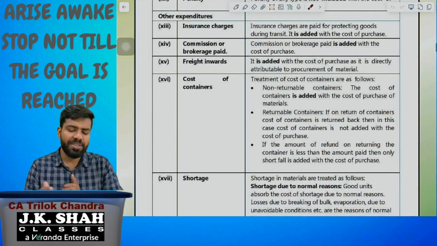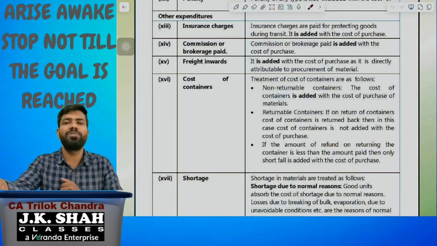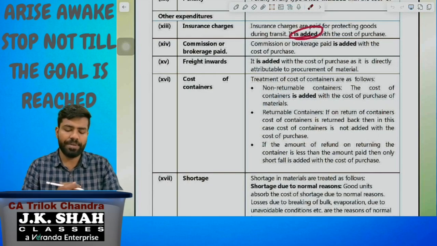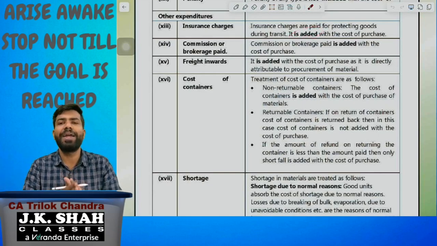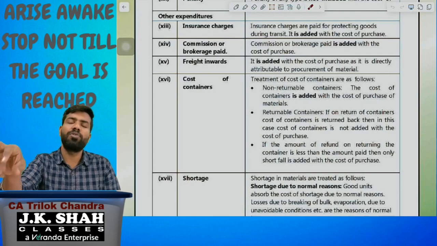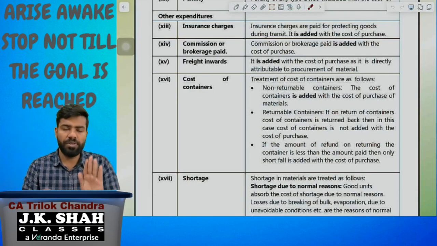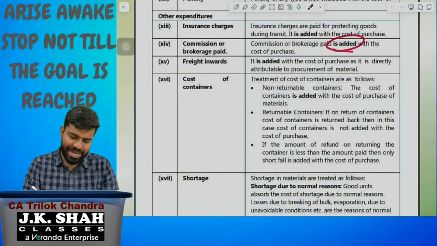Next, other expenses, insurance charges. Insurance paid during the transportation will be added. Commission and brokerage paid to agents: sometimes when the company wants to purchase goods, they purchase through agents. They are not able to find the supplier directly, so they go through the agents. For the agent they need to pay a certain commission, that will form part of the purchase cost. It will be added. Freight inward will be added.